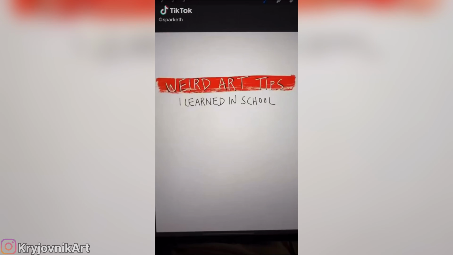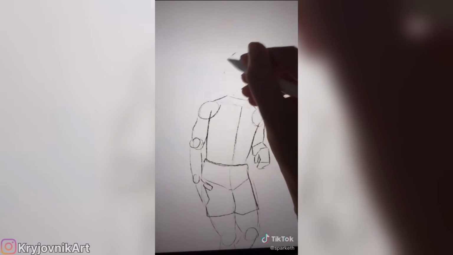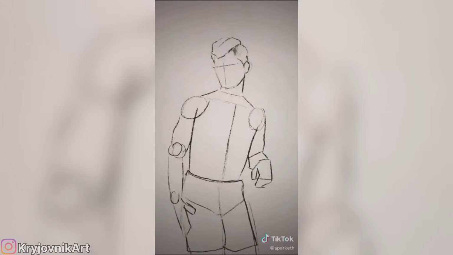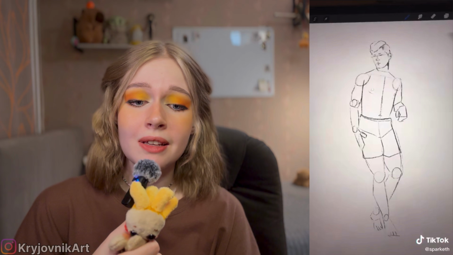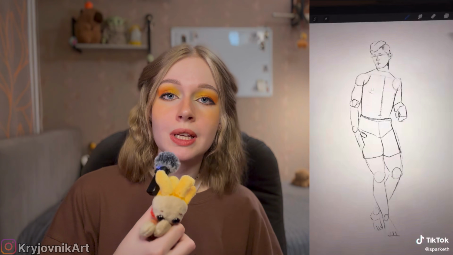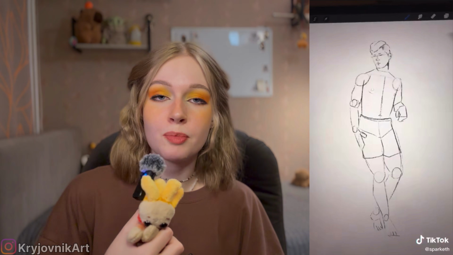Let's move on. Hey, here's some weird art tips I learned in school. The first is when you're drawing a person from reference, do the head last. And this is because we naturally want to make the head huge compared to the body. Yeah, I mean, if it helps, it helps. It might make it easier for some people, but if you're drawing traditionally, then make sure you at least roughly mark the size of the head to make sure you have enough space on your canvas.